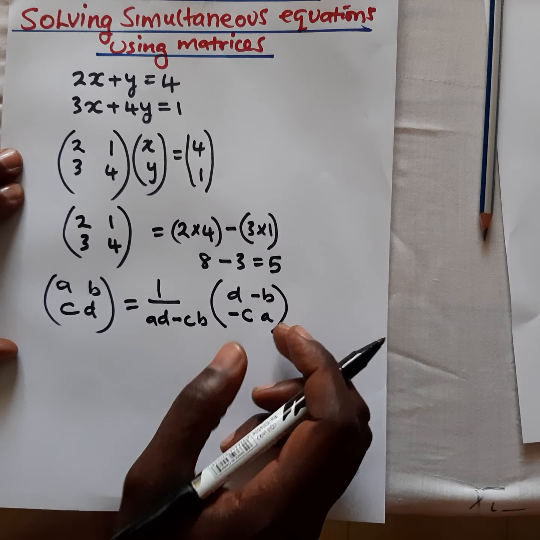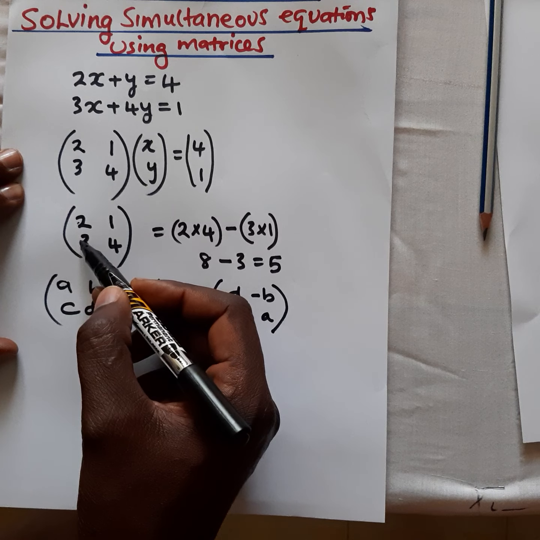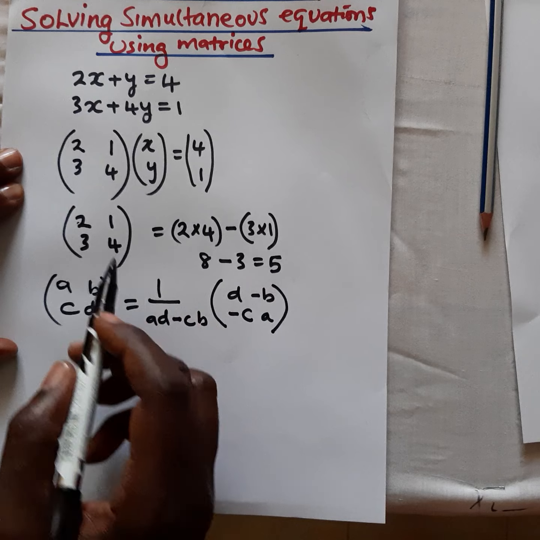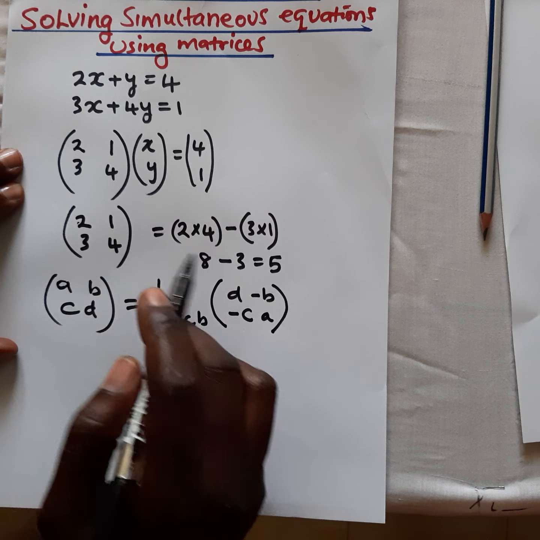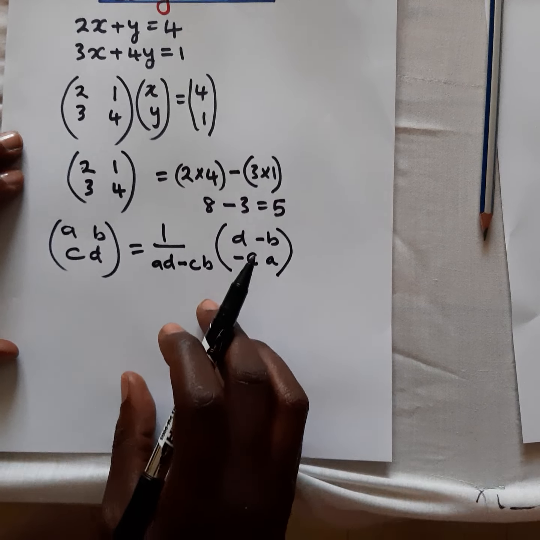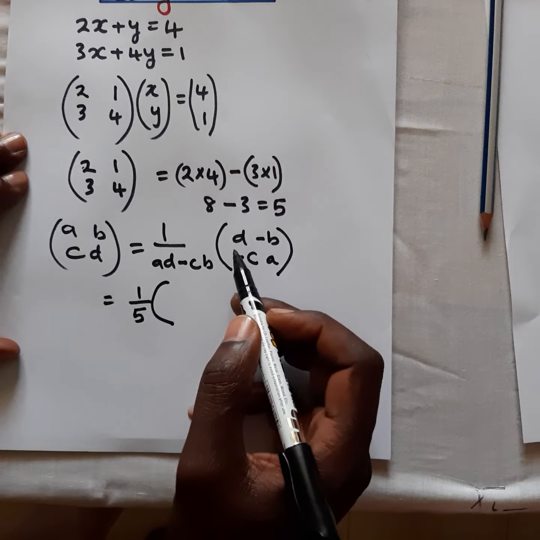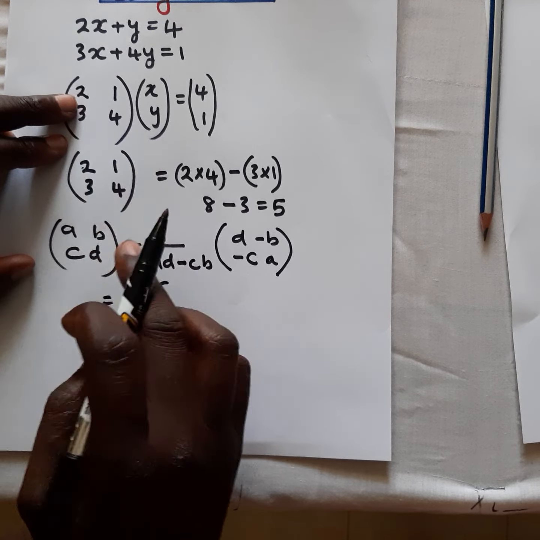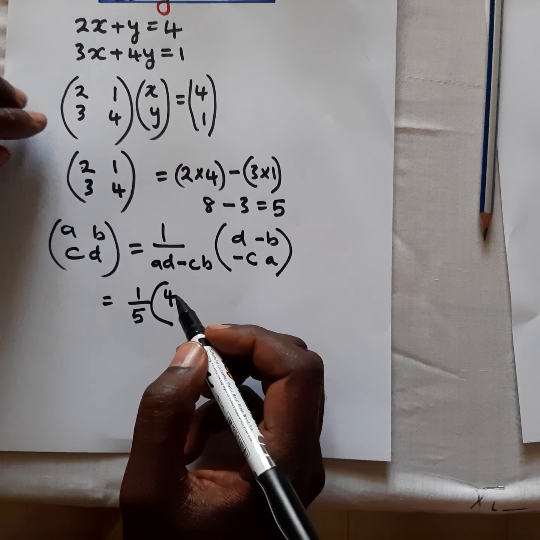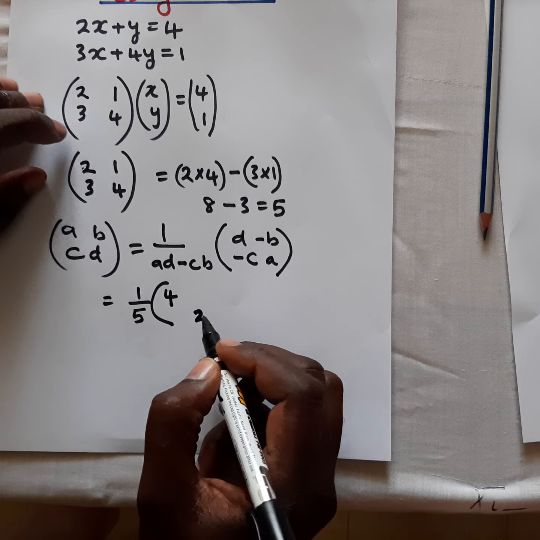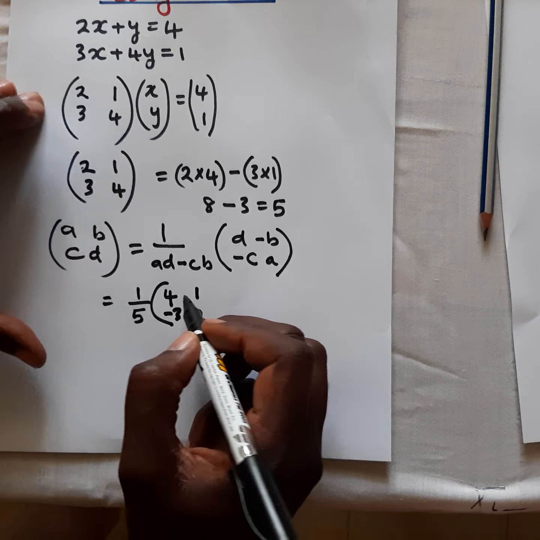What we do, the leading diagonal, that is 2, 4, we exchange the values, and then the other diagonal, we change the signs. In this question, we have a positive 3, so it becomes negative 3, and 1 will be negative 1, because of course they are positive. Therefore our determinant is 5. So we have 1 over 5, then we have 2 and 4, the leading diagonal. So we exchange the values. So we'll have 4, and then we'll have 2, and then 3, because it is positive, we have negative, then 1, because it is positive, we'll have negative.